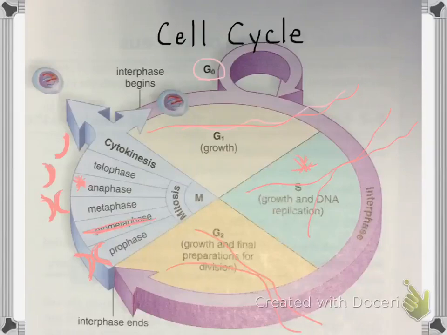Yes, Tim? What kind of DNA does mitosis have? Say it again. Chromosomes. Okay, so let's be clear about that. Mitosis has chromosomes. Interphase has chromatin. It's a good question, Tim. Mitosis has chromosomes. Interphase has chromatin.